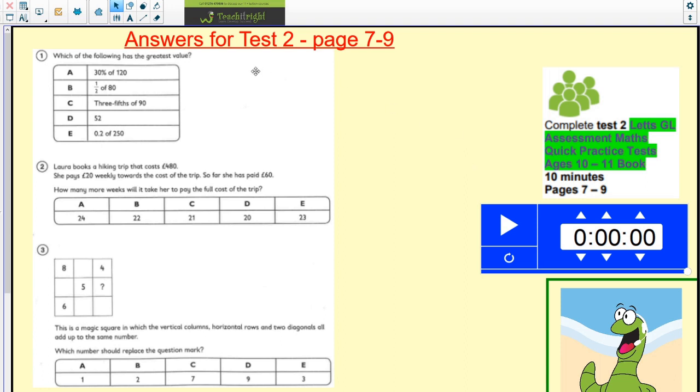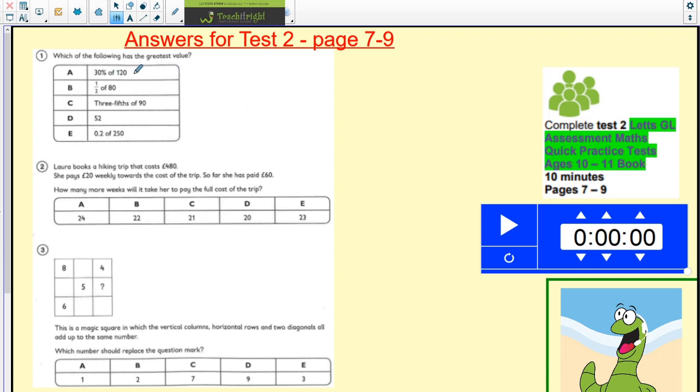Right, there you go. Time is up. So I'm now going to run through the answers with you, see how we get on, and mark our answers. So, answers for test 2, 7 through 9. Which of the following has got the greatest value? 30% of 120. So for this, I'm going to just work out the values and compare them. I think that's the best way.